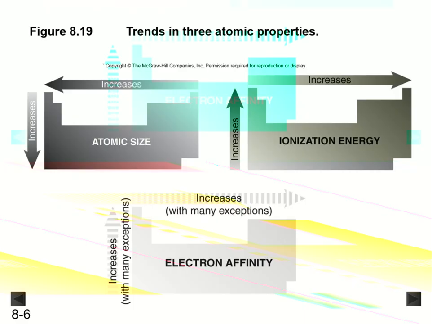Looking at ionization energy, again, that same trend. Helium is going to have the highest ionization energy. Cesium in the lower left-hand side is going to have the lowest ionization energy. The electron affinity tends to increase such that fluorine is the highest. Fluorine and chlorine are up at the top. And then the lowest tends to be cesium, but there are many exceptions in that trend.